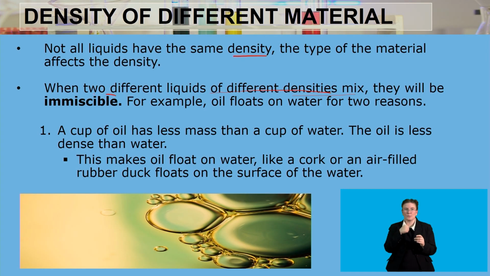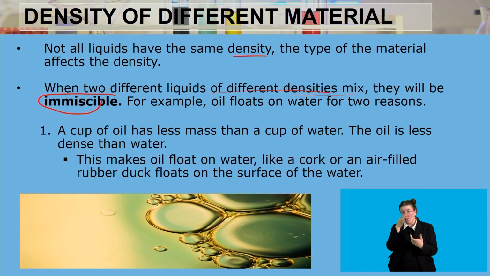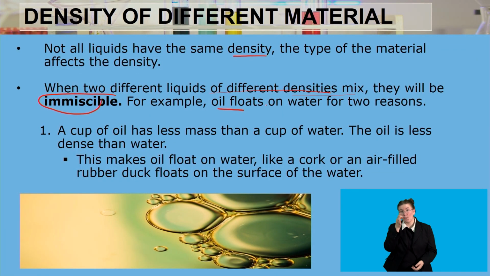So what do we mean by immiscible? That means we're going to have two layers of that particular mixture. We're going to have a certain liquid on top and the other one at the bottom. You've probably seen that when you're mixing oil and water, the oil sits on top and the water sits at the bottom. Now that should tell you about the density. So for an example, we know that oil floats on water for two reasons. Why does oil float on water? Number one, a cup of oil has less mass than a cup of water. Remember we said the substance that has more mass is going to be more dense.